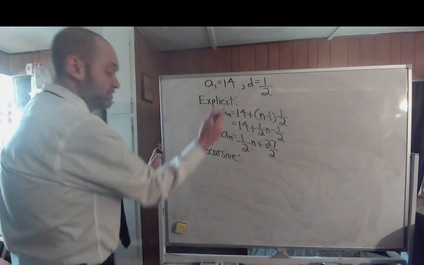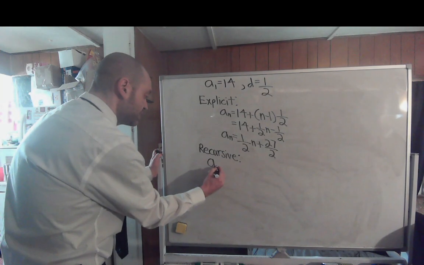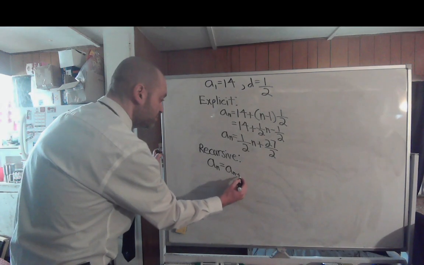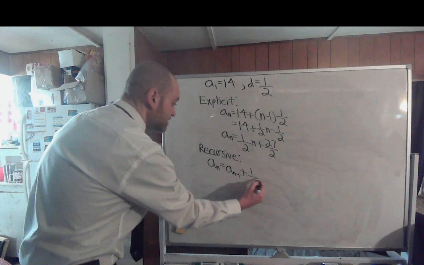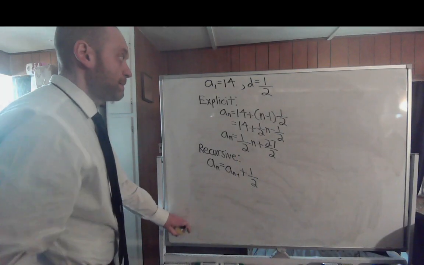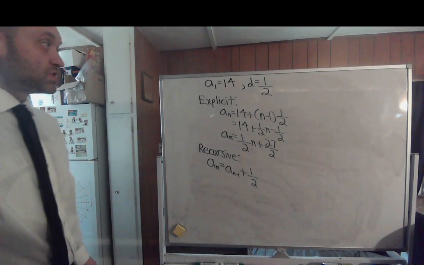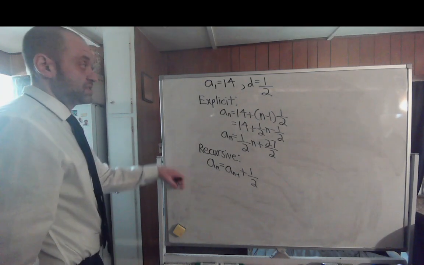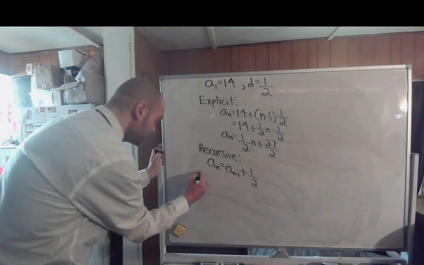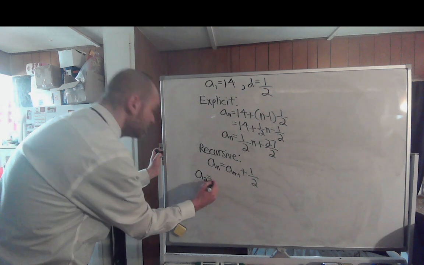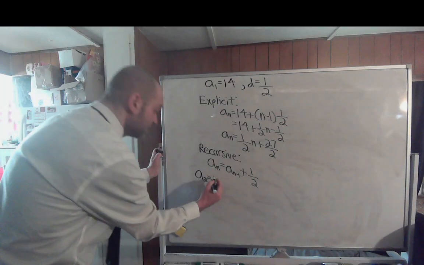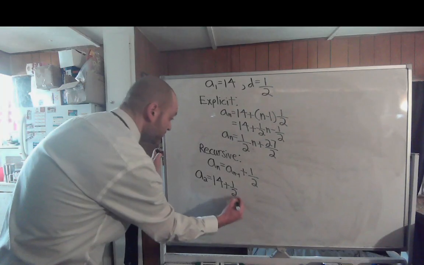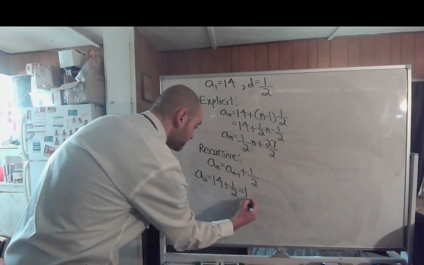So since we have a common difference, that means your next term, a sub n, would equal your previous term, a sub n minus 1, plus that common difference of 1/2. So let's find the first 5 terms of the sequence. We already got a sub 1, so a sub 2 would literally equal your a sub 1, which is 14, plus 1/2, giving you 14.5.